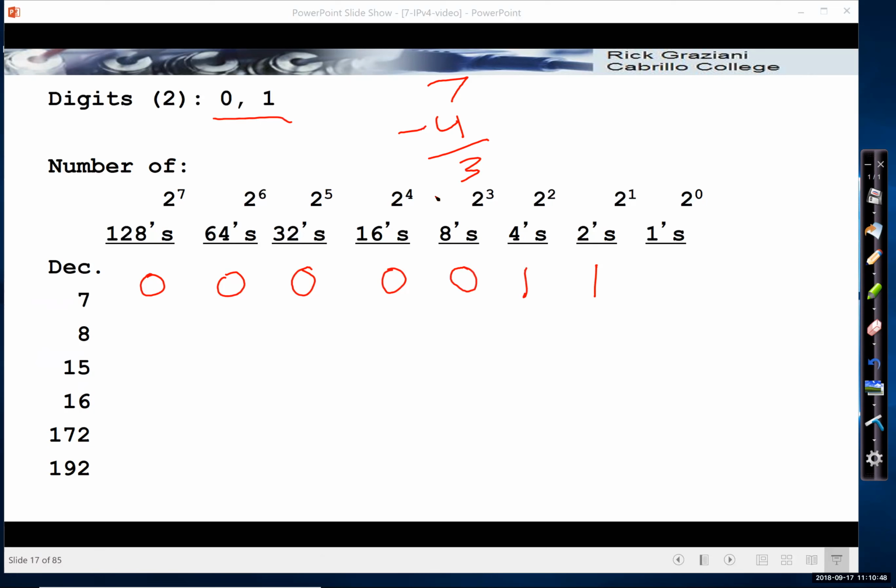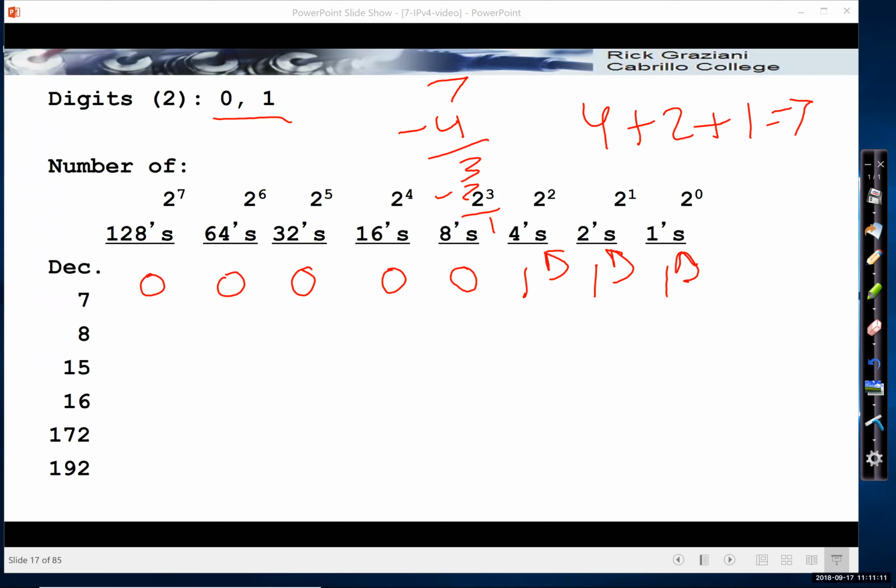So I just used up a 2, so I subtract 2. Sorry, it's got a little close there. And that leaves me 1 left and a 1 here. Does that equal 7? Well, how can I check? Wherever I have a 1, just add up those columns. 4 plus 2 plus 1 equals 7.